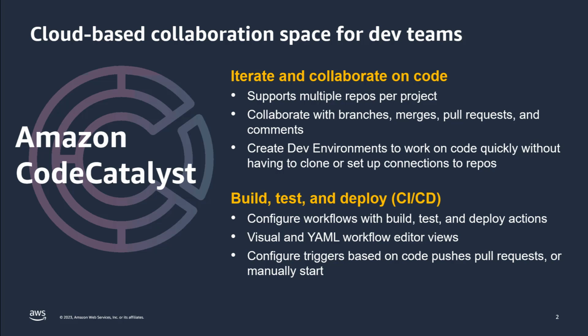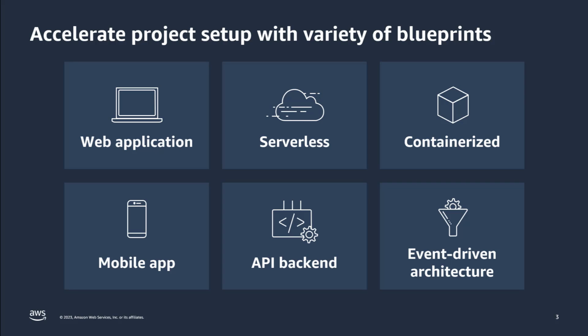You can also create projects with multiple source repositories. You can work on your code with remote development environments, and you can set up tests with auto-generated reports, track issues for your projects, and more. So, to get you started quickly, CodeCatalyst includes a library of blueprints. Each blueprint includes a source repository with application code, a CI/CD workflow, issue tracking, and more.